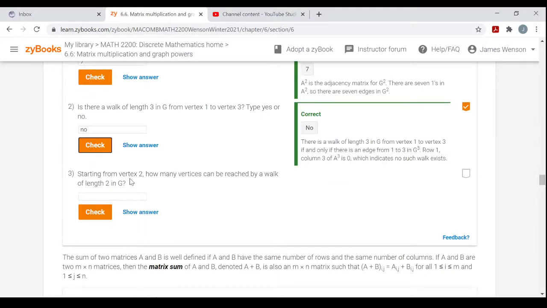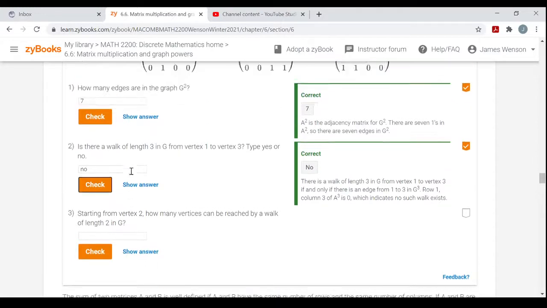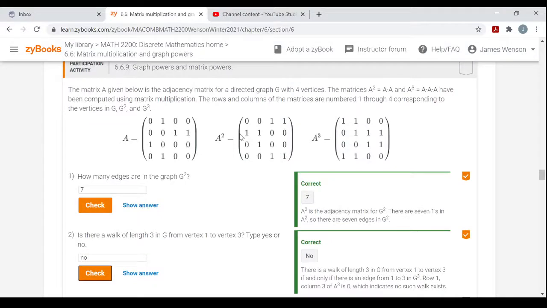Starting from vertex 2, so that means go to row 2. How many vertices can be reached by a walk of length 2 in G? So when we're talking walks of length 2, you're talking A squared, right? G squared. So A squared. Now starting from vertex 2, so you go to the second row, how many vertices can be reached with a walk of length 2? Well, you can go from 2 to 1 with a walk of length 2. You can go from 2 to 2 with a walk of length 2, and that's it. There's zeros the rest of the row.